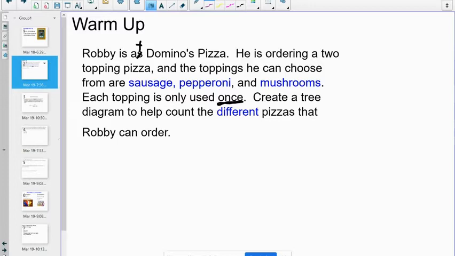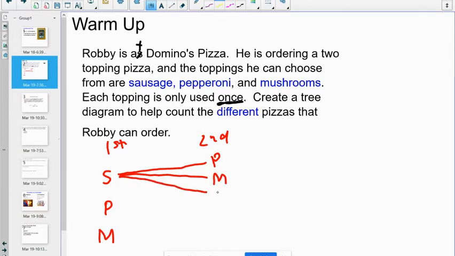Okay, so we're gonna go refresh back to day 1 tree diagram. So we have the first topping, second topping here. We can either have sausage, pepperoni, or mushrooms. Those are the highlighted blue words up here. Okay, so if we have sausage on the first topping, our second topping could either be pepperoni or mushrooms. We cannot have another sausage because it says each topping is only used once. So I'm just going to erase what I just wrote there because we know we can't have that.